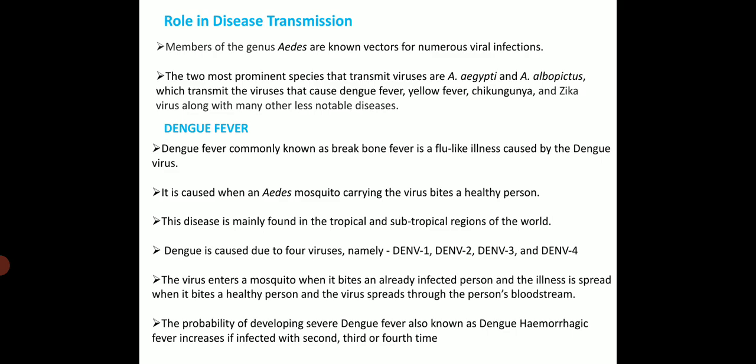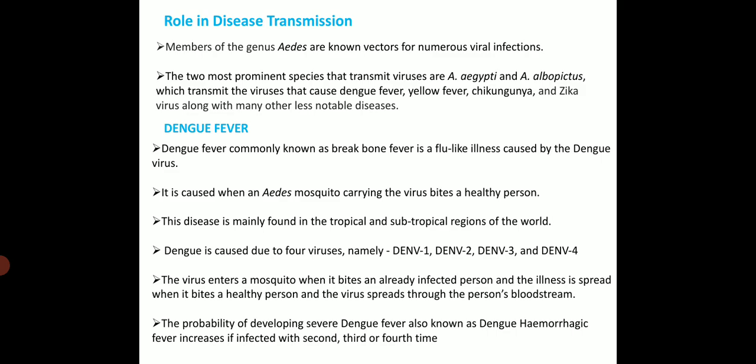This disease is mainly found in tropical and subtropical regions of the world, and it is caused by 4 viruses, namely DNV1, DNV2, 3 and 4. The virus enters a mosquito when it bites an already infected person, and the illness is spread when it bites a healthy person, and the virus is spread through the bloodstream.